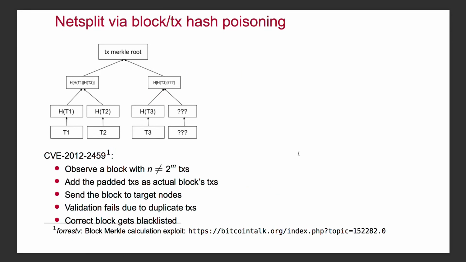So based on this padding property, there was an attack on Bitcoin, which was a CVE in 2012. Basically, the idea is to observe a block with less than 2 to the m transactions, add the transactions that would be padded through the Merkle root computation inside a block, and send that block to target nodes. The validation will fail because there are duplicate transactions, but the hash did not change. And the output of this is that the correct block gets blacklisted.